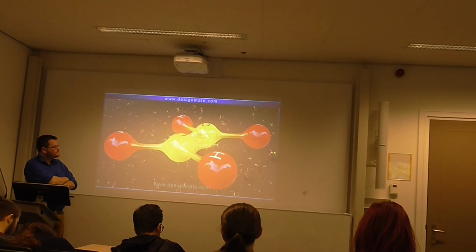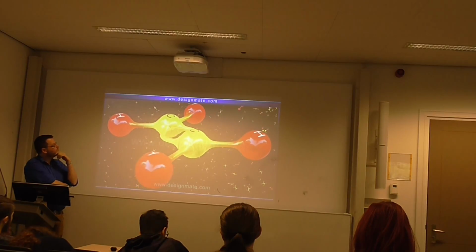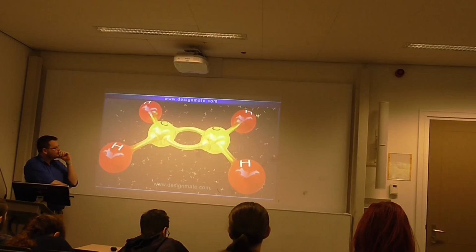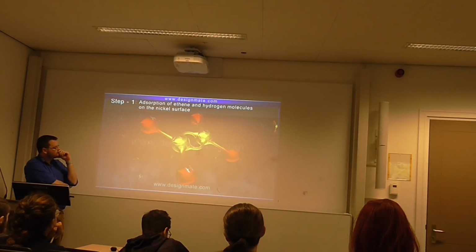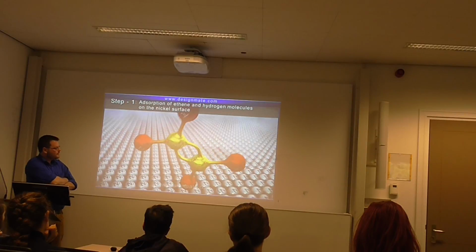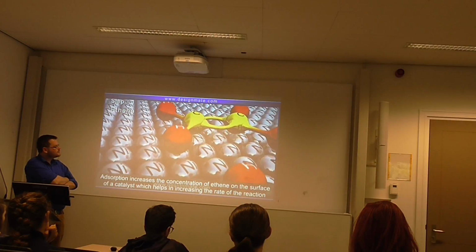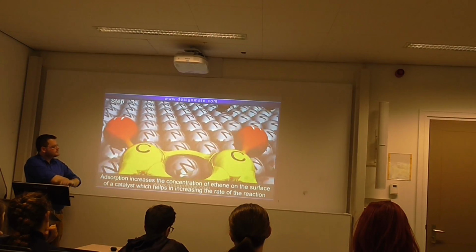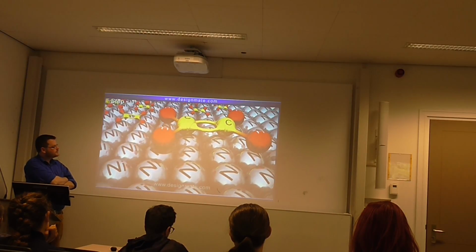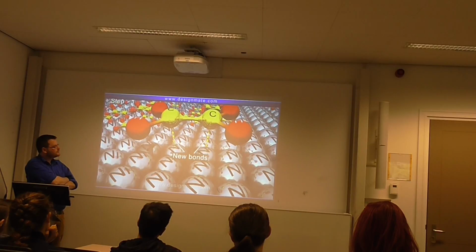For simplicity, we will study the hydrogenation reaction with the simplest unsaturated hydrocarbon, which is the ethene molecule. This reaction proceeds through 4 different steps. Initially, ethene molecules are adsorbed on the surface of nickel. Adsorption increases the concentration of ethene on the surface of a catalyst, which helps in increasing the rate of the reaction. During adsorption, the double bond between carbon atoms breaks, and new bonds are formed between carbon and the surface of the catalyst.